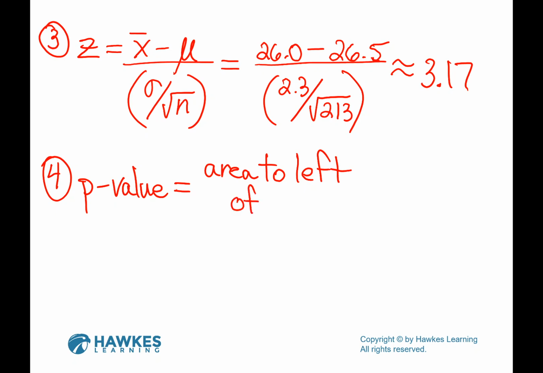Oh, hang on, sorry. What did I mess up on step 3? Yeah, it's negative 3.17. I lost my negative sign in there. So we want the area to the left of negative 3.17. Sorry about that. So look up negative 3.17. There's a tiny little number there. 0.0008.